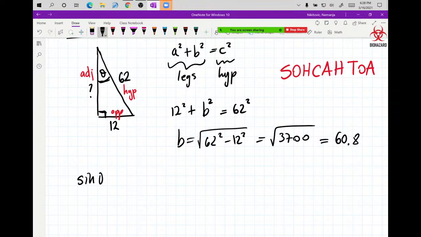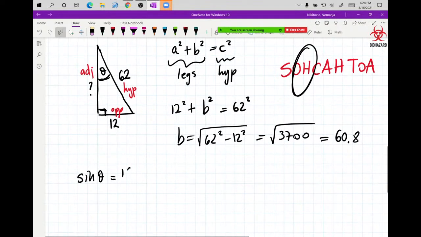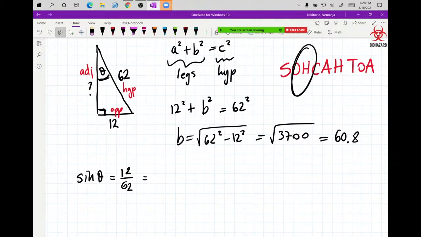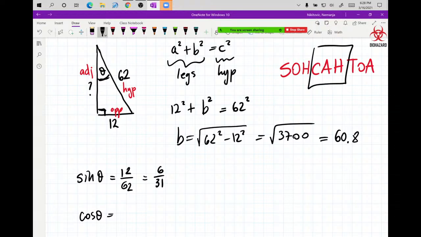So sine of theta is opposite over hypotenuse. That's the OH. Opposite is 12, and hypotenuse is 62. In this case, that can be simplified by 2, and you get 6 over 31. Then you have your cosine theta, which, as you can see in the acronym, is adjacent over hypotenuse. Adjacent, we just calculated, is 60.8 and 62, and that cancels to 30.4 over 31.